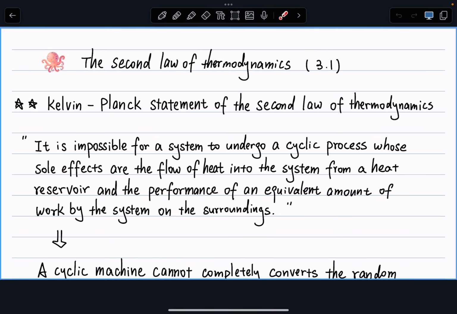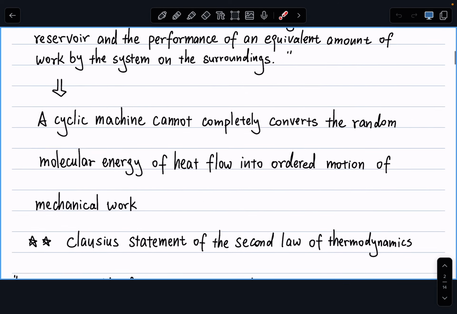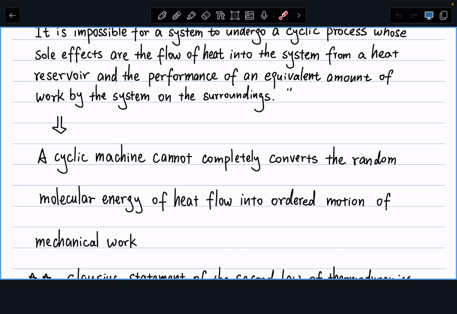First things first, we will start by reading the second law of thermodynamics. There are three different ways to say it. We'll read it together, and then we'll see what you think about them. The first one is called the Kelvin-Planck statement of the second law of thermodynamics. It basically reads: it is impossible for a system to undergo a cyclic process whose sole effects are the flow of heat into the system from a heat reservoir and the performance of an equivalent amount of work by the system on the surroundings. Or the other way to put it is that a cyclic machine cannot completely convert the random molecular energy of heat flow into ordered motion of mechanical work. You cannot 100% convert heat into work.